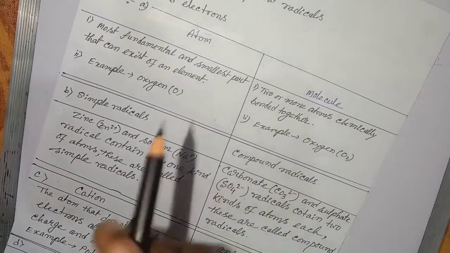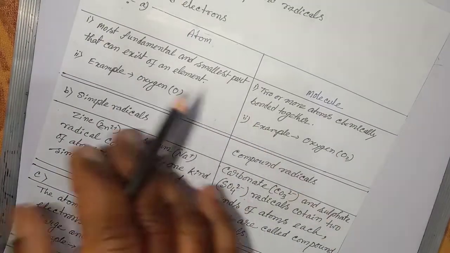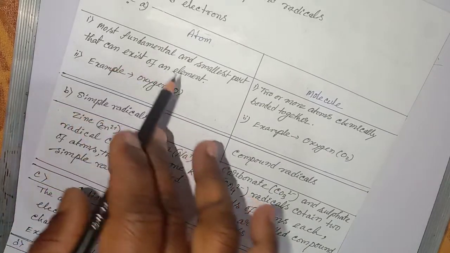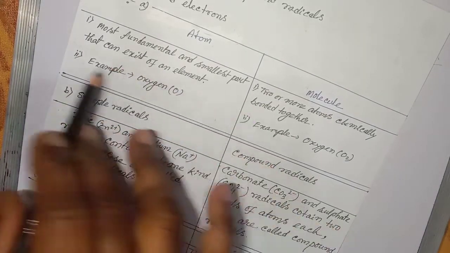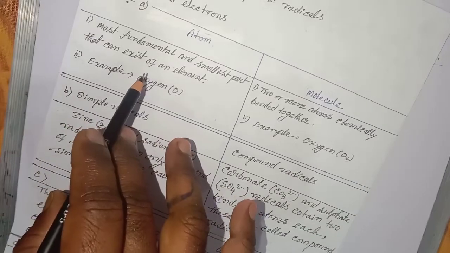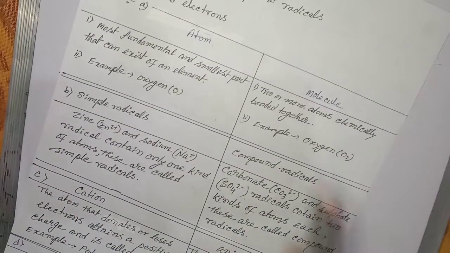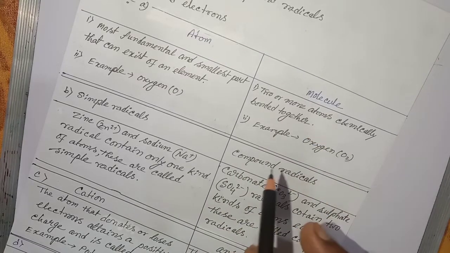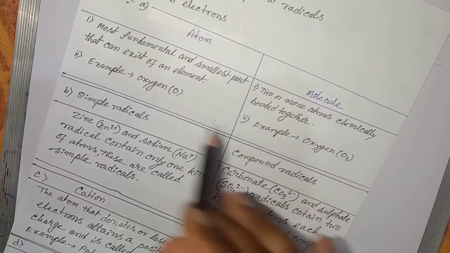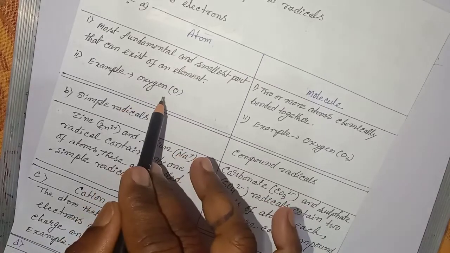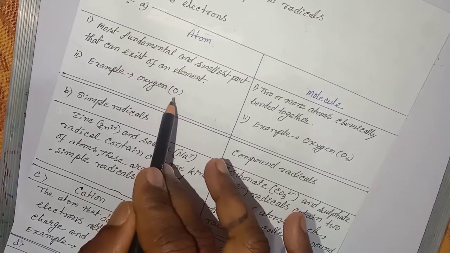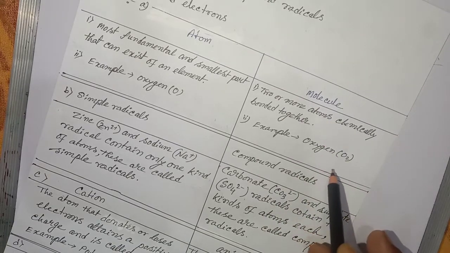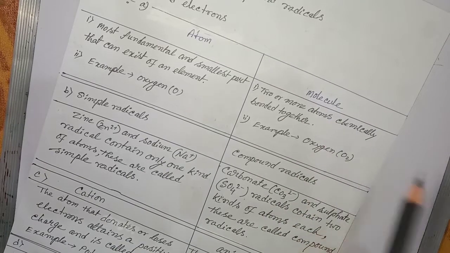Now differentiate between the following terms: atom and molecule. Atom: the most fundamental and smallest part of an element that can exist. Molecule: two or more atoms chemically bonded together. Example of atom: oxygen, symbol O. Example of molecule: oxygen, the formula O2.